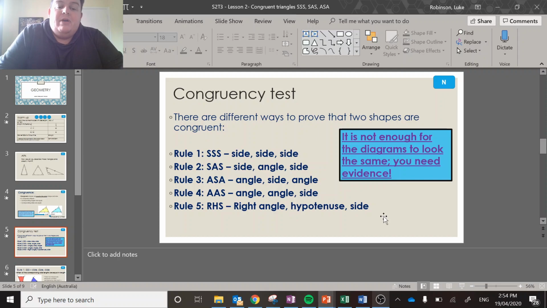Rule 4: two angles and another side are the same in both triangles. And rule number 5: they're both right angles, the hypotenuse is the same in both, and another side in the triangle is the same in both. So I'd recommend you write them down. We're going to go through a few of them now, and then you can give it a go.